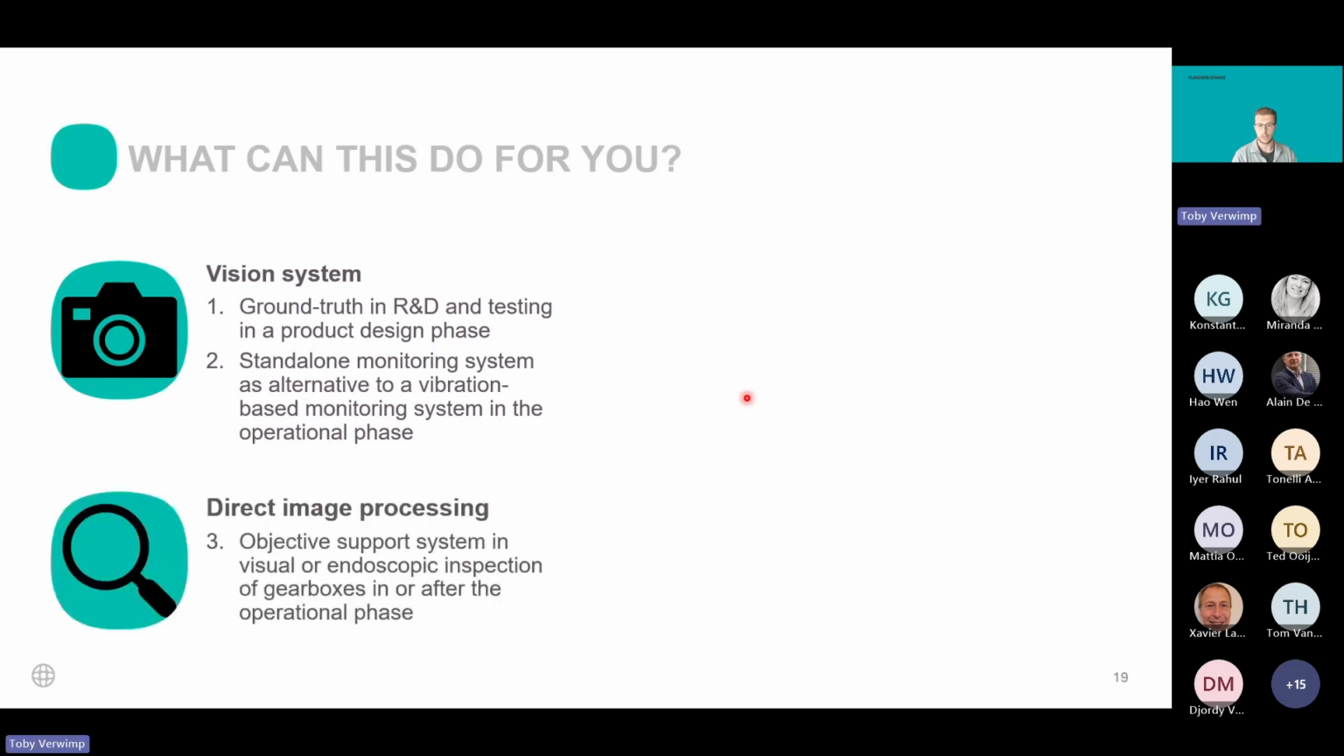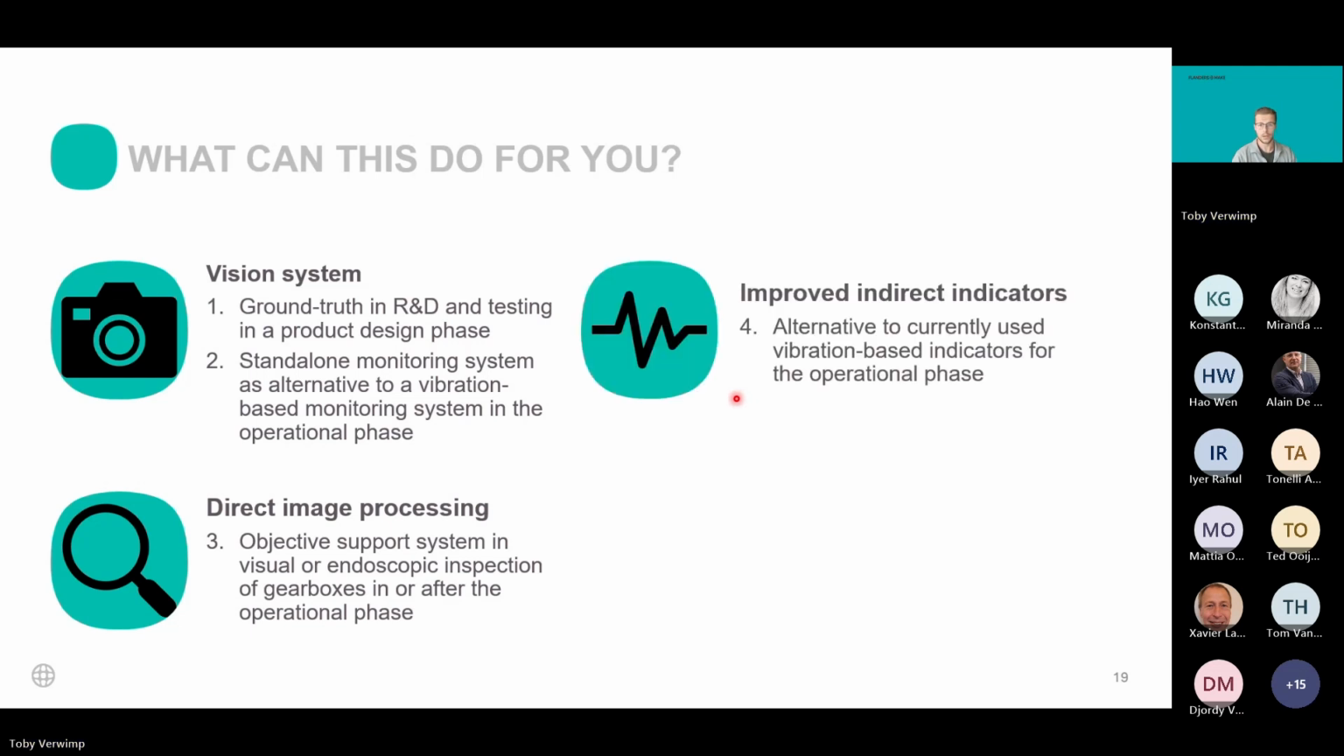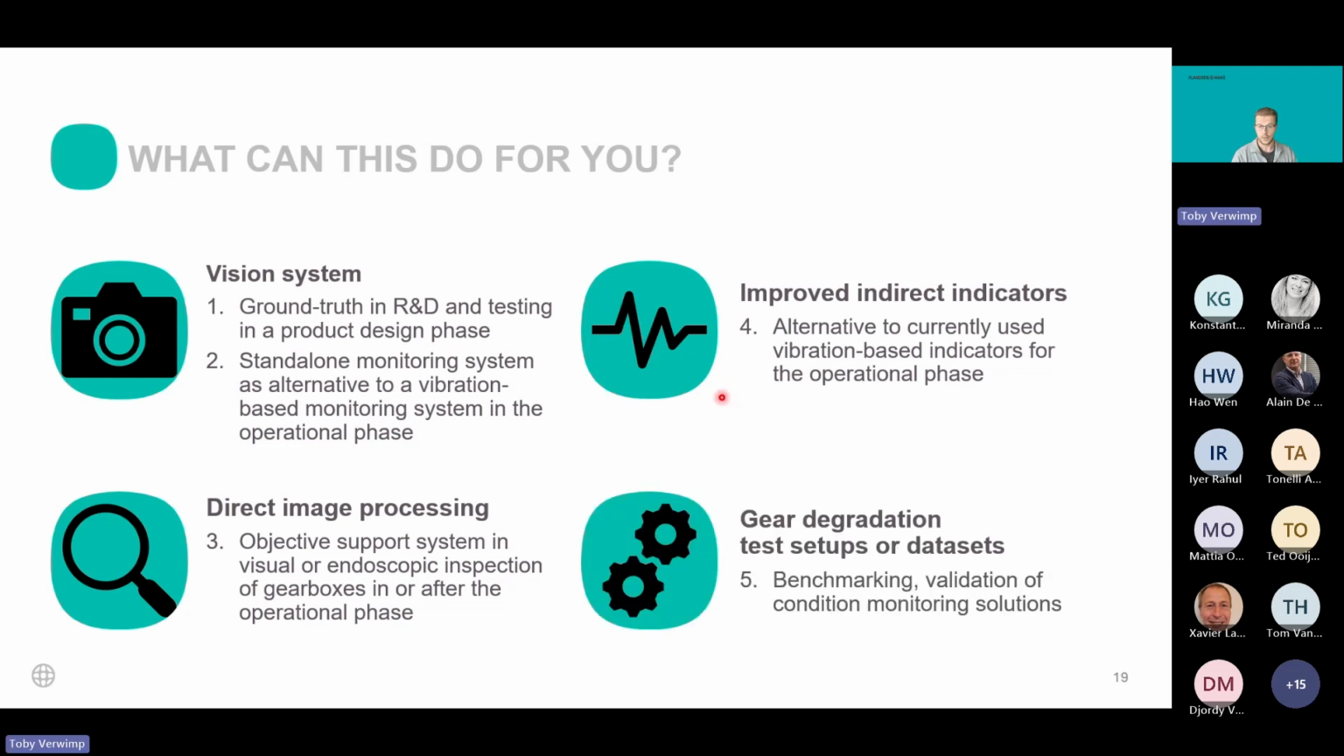Secondly, the direct image processing tool can be used as an objective support system in inspection of gearboxes in or after the operational phase. The improved indirect indicators, so based on accelerometers, encoders, torque, temperature, and so on, can be used as an alternative to currently used vibration-based indicators. And finally, the gear degradation test setups and the corresponding datasets can be used for benchmarking and for validation of condition monitoring solutions.